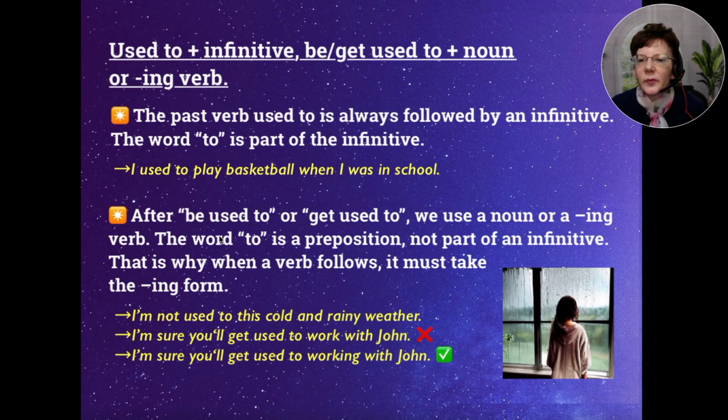And then after be used to or get used to, we use a noun or an ing verb. So the word to here is a preposition, not part of an infinitive. So that is why when a verb follows, it must take the ing form. All right. So, for example, we have I'm not used to this cold and rainy weather. So we've got used to plus this noun. So weather's the noun, but cold and rainy describe it.